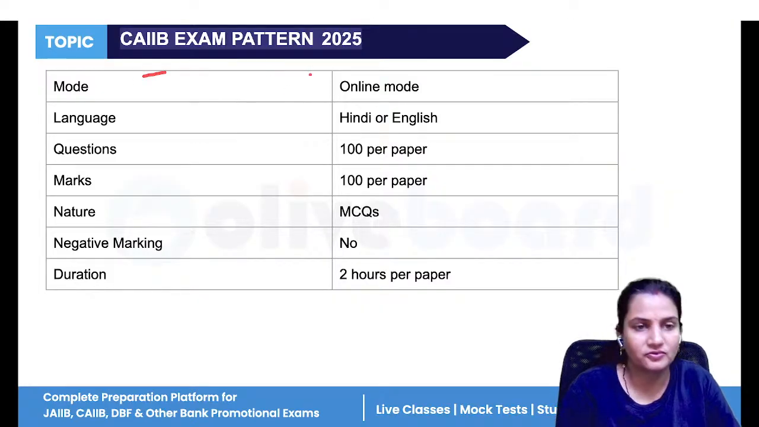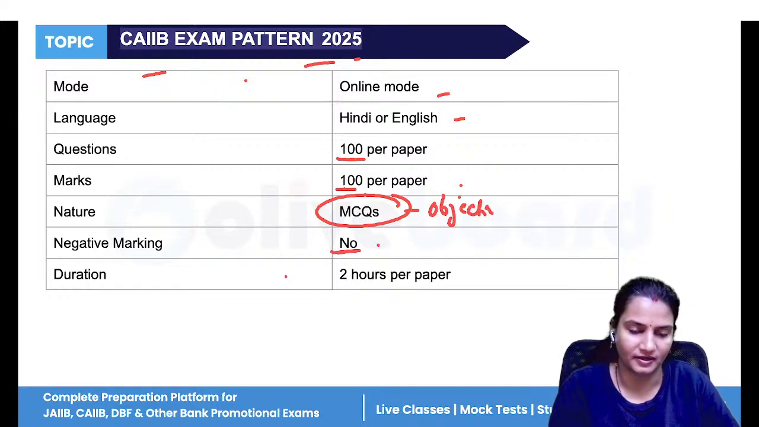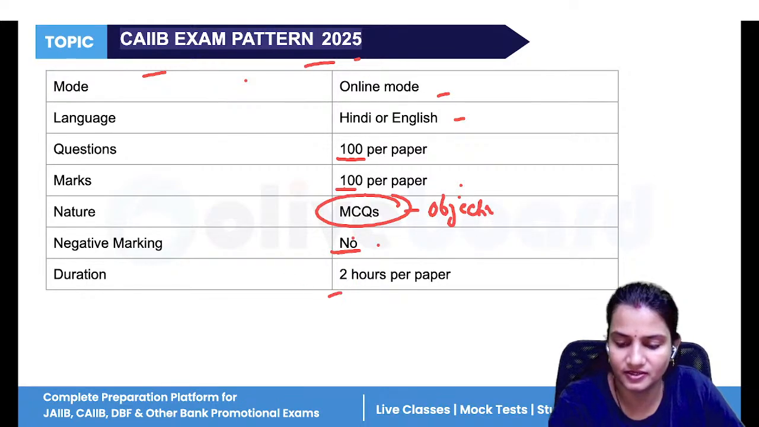Now, I hope you all know about the examination pattern, that is, online mode is there, and either in English or in Hindi, you can give the exam. 100 questions will be there, and every question will carry 1 mark. The nature of the questions is MCQs, that is, entirely objective questions, and till now there is no negative marking. And for every paper, you will be given 2 hours.